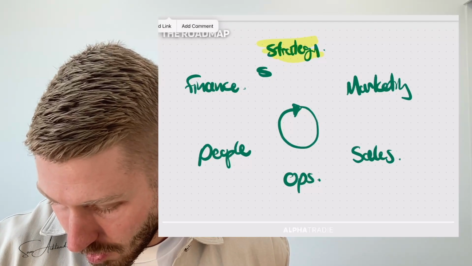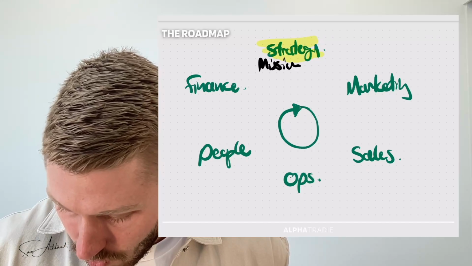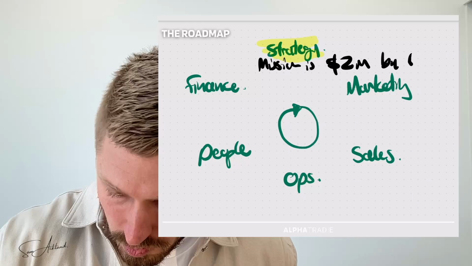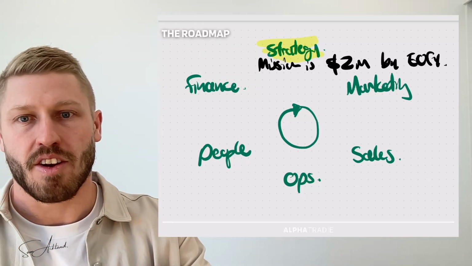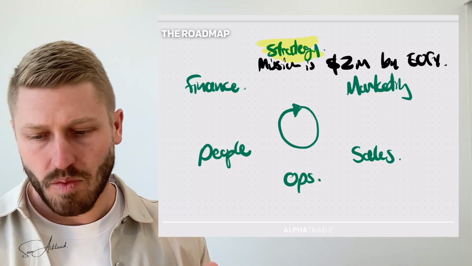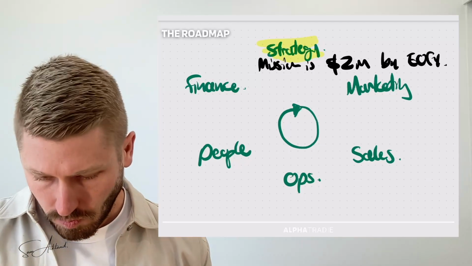Let's go back here and make these just a different color. We're going to go our mission is 2 mil by end of financial year. Now, if you are below that and you want to shoot for 1 or you want to shoot for 4, whatever, for the purpose of this example, we just wanted to put a tangible mission down.